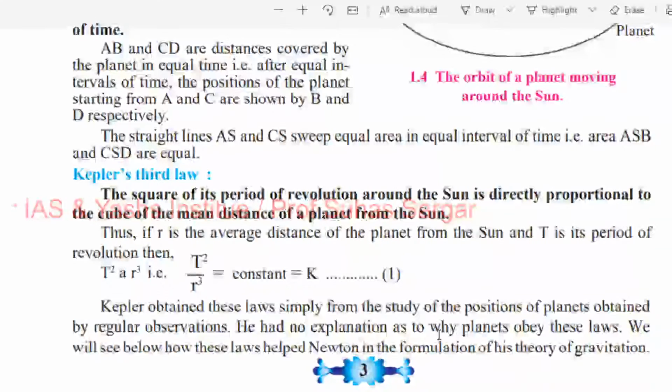Thus, if r is the average distance of the planet from the sun and T is the period of revolution, then T square is proportional to r cube. That is, T square upon r cube is equal to a constant, k. Equation number 1.